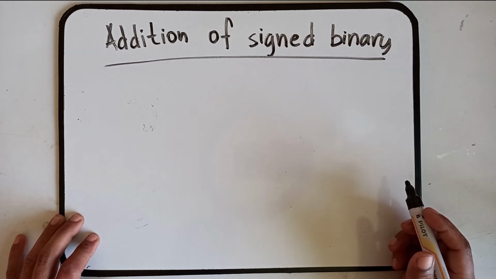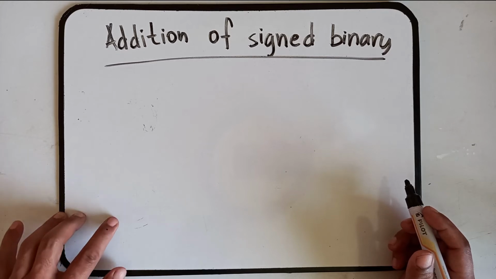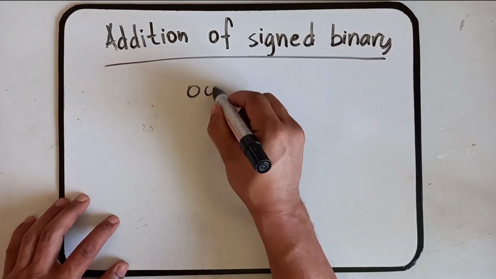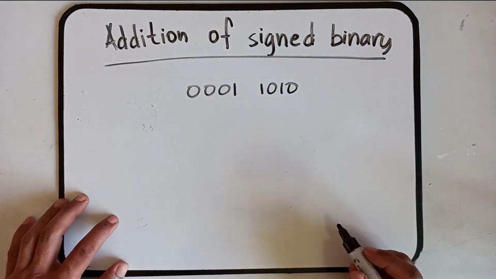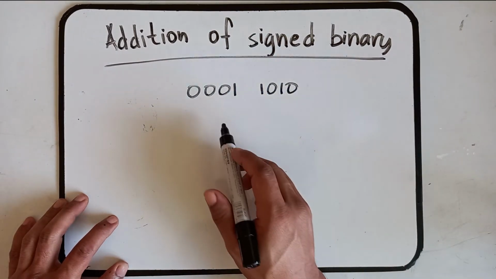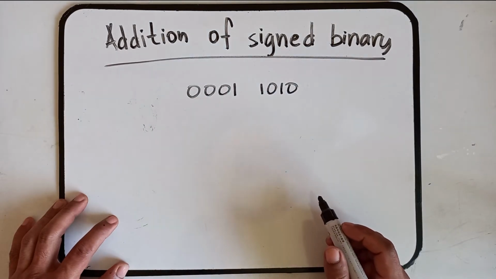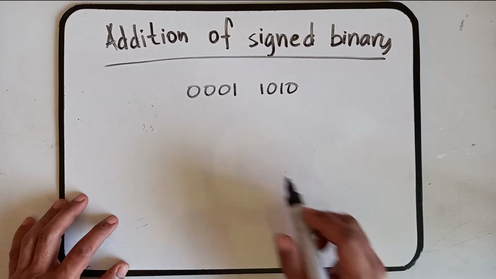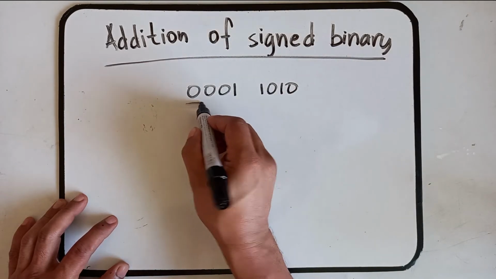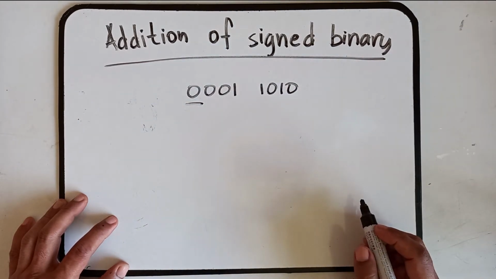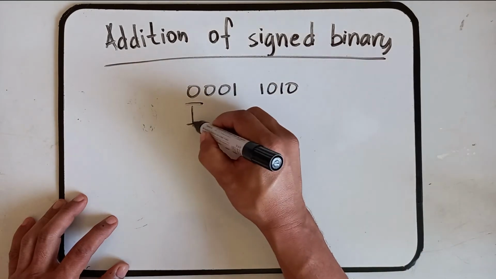But before moving on to the proper lesson of addition of signed binary numbers, let's have a review on how we can identify if a given binary number is positive or negative. So let's take this example. How can we check if this is positive or negative? Remember in our previous video, we have what we call the sign bit. The sign bit is usually located at the most left side of our binary. So in this case, this is what we call the sign bit.